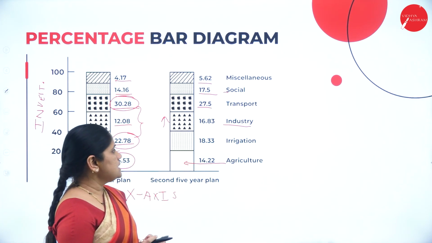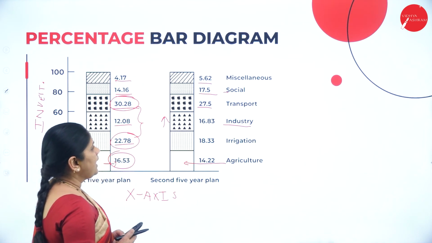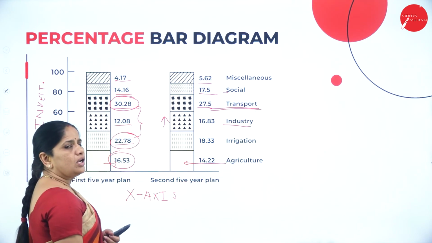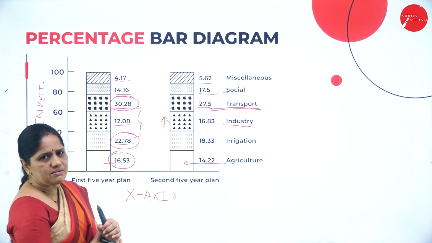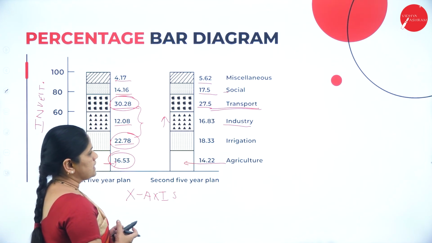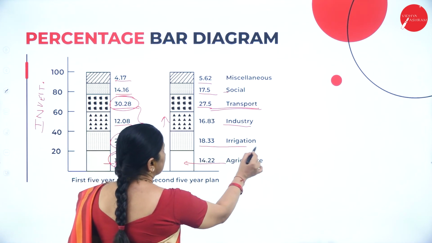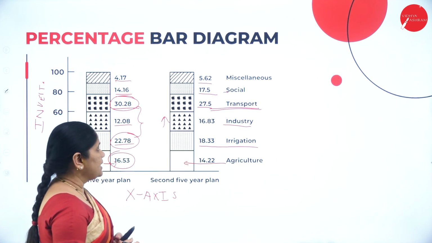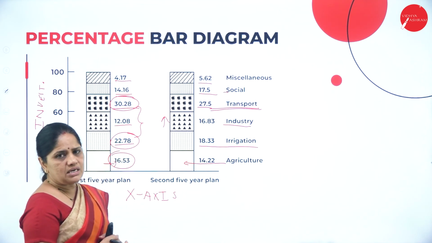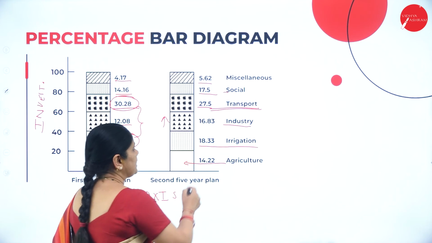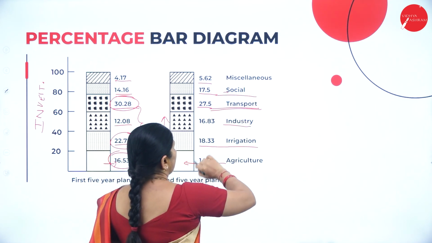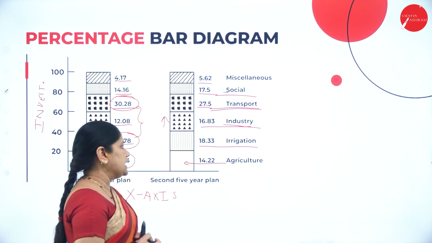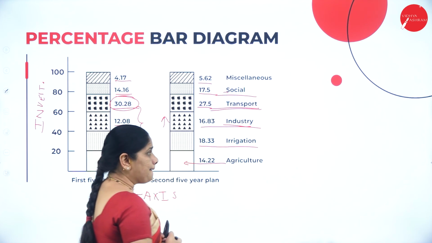Then next, in this second 5-year plan, we have the highest importance going to the transportation sector. Almost more than 1/4 of the investment has been given to the transport sector. Then next comes the irrigation sector. So, the irrigation sector takes the second place, and then next is the social infrastructure, whatever is needed. So, that has been allotted the third place. Then we have followed by the industrial sector. So, they have an outlay of 16.83 crores, and then last comes the miscellaneous.